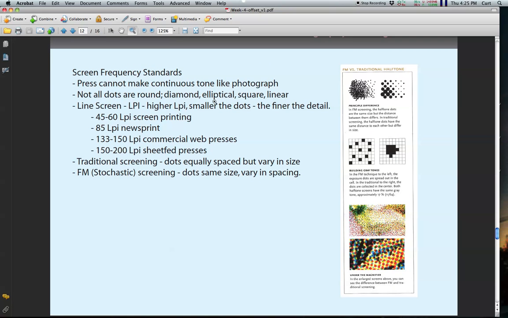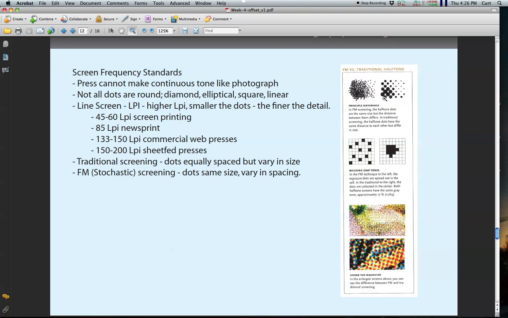With halftone screens, not all of the dots are round. They can be diamond or square or linear. But the other thing to keep in mind is the number of rows in the screen. So there's what's called line screen, which is LPI, lines per inch. So in these rows of the halftone dots, here we could say there's 1, 2, 3, 4, 5, 6, 7, 8, 9 rows of dots going across here. And if that was 1 inch, we'd say that'd be 9 lines per inch. So that's pretty coarse, pretty rough.